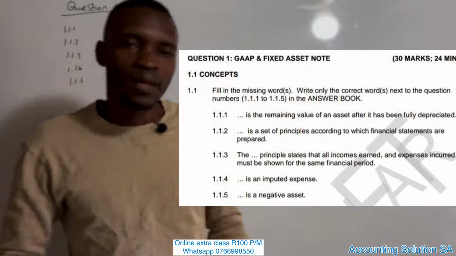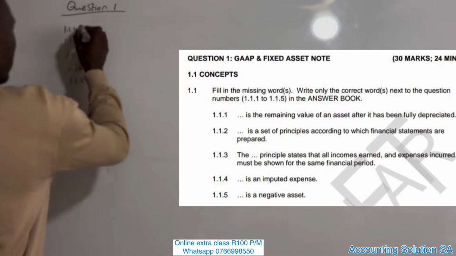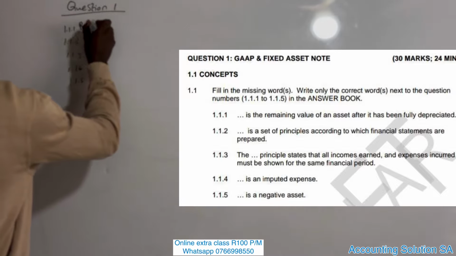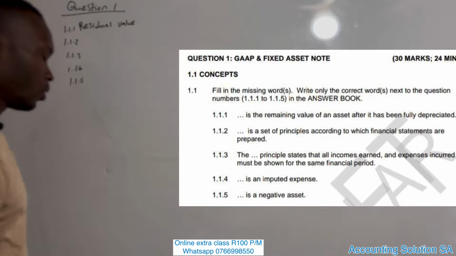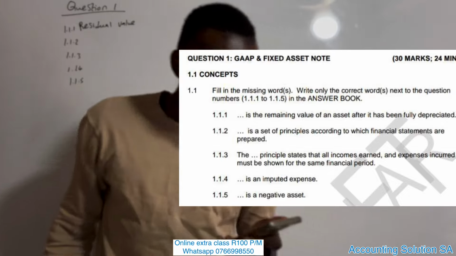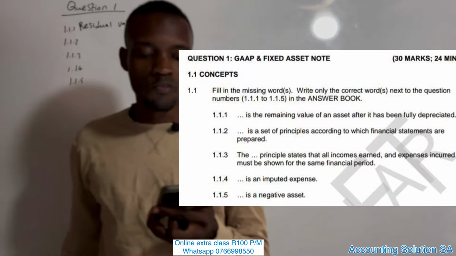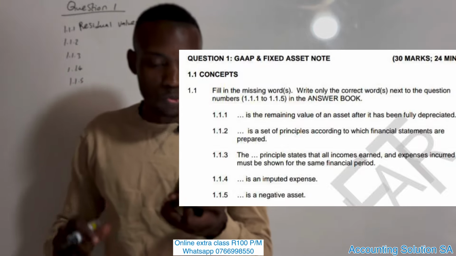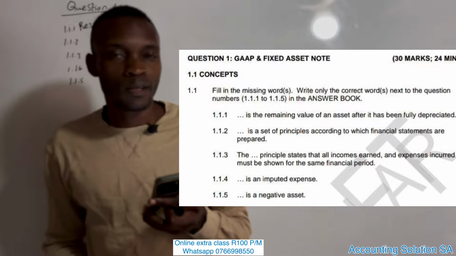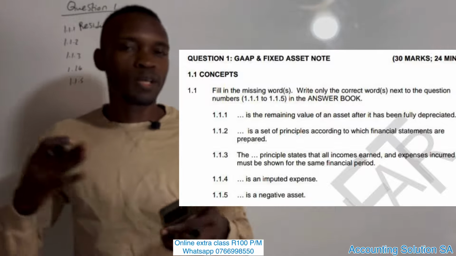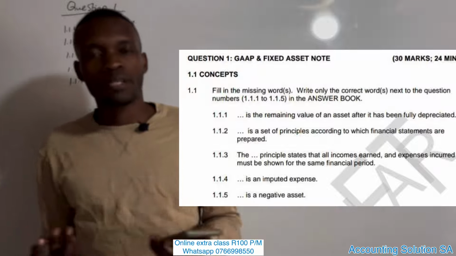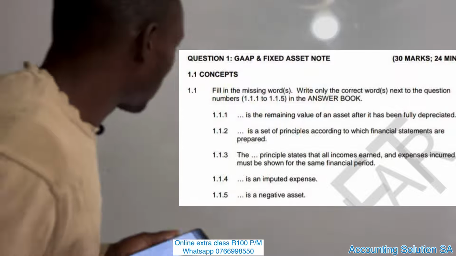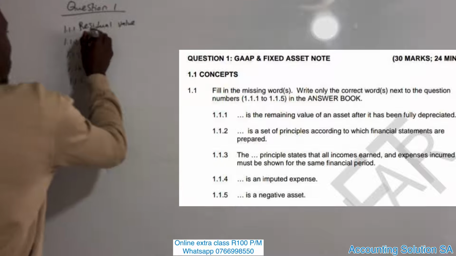What do we call it? Residual value. We call it residual value. The next one, they said, is a set of principles according to which financial statements are prepared. Which principle have you done in grade 10 and 11? It's only one in accounting. GAAP principle. You only do GAAP principle in grade 10 and 11.